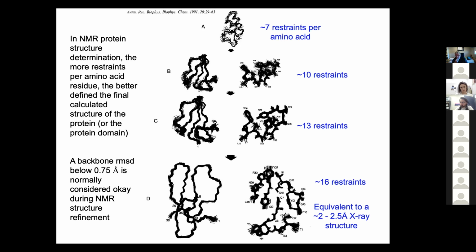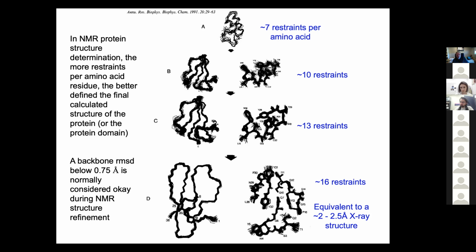And here's an illustration of what the number of restraints actually does to the NOE calculation. If you only have 7 restraints per amino acid, then you can see, this is only the backbone structure of this protein, it looks pretty much like spaghetti. You can see that there's a little bit of fold to it. You can probably see that there's an alpha helix there, but it's not overlapping very well, particularly in these regions. And that is simply because we just don't have enough information to really tie things down properly.